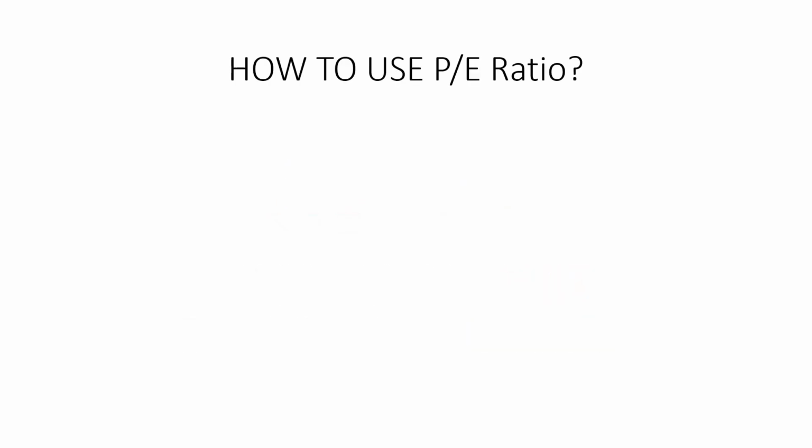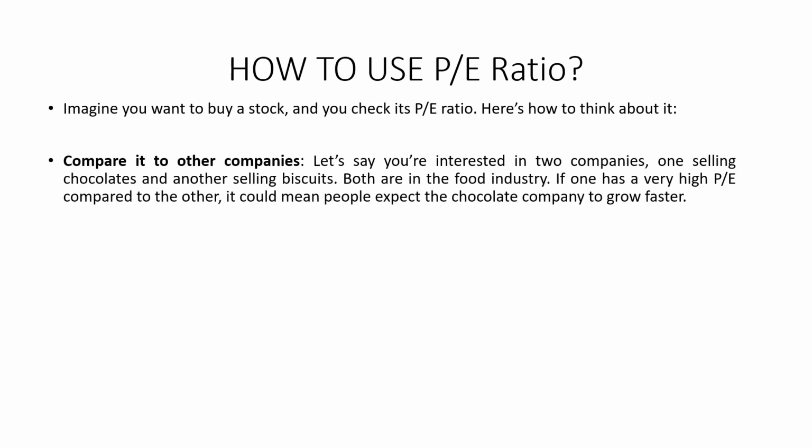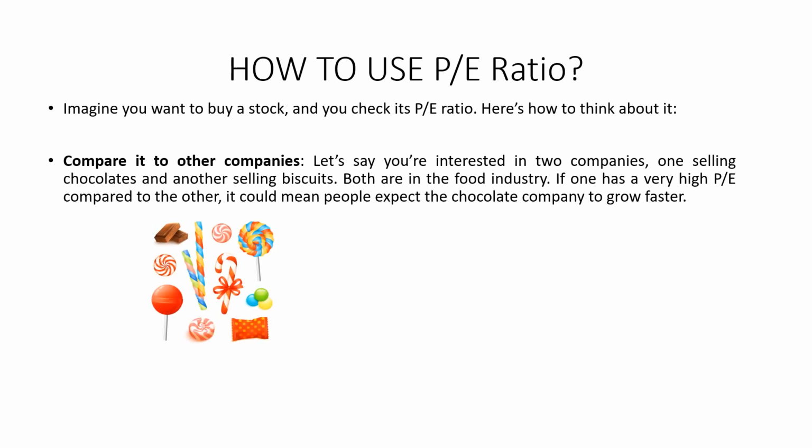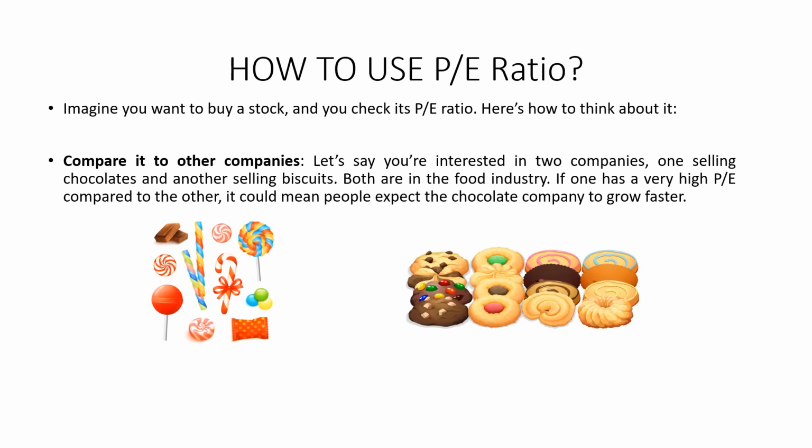So friends, let's see how to quickly use PE ratio. Imagine you want to buy a stock and you check its PE ratio, and here's how you should think about it. Compare it with other companies. Let's say you're interested in two companies, one selling chocolates and the other selling biscuits. Both are in the food industry, let's say.